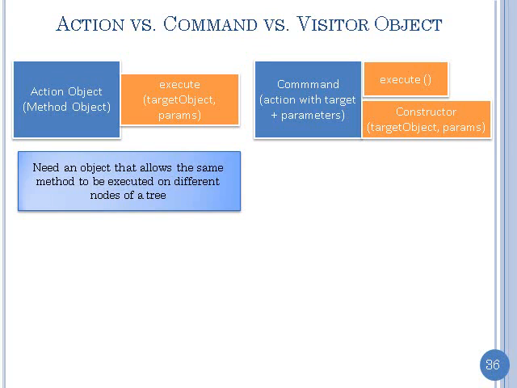Whether it's the same magnification or the same color, it's the same method with the same parameters to be executed on different nodes of a tree. That's what we want. Okay? Does our action object serve that purpose? Well, you can use it.